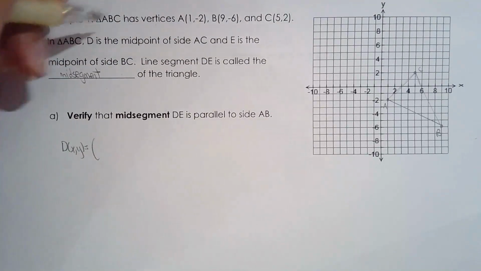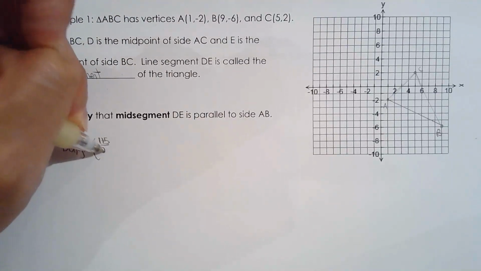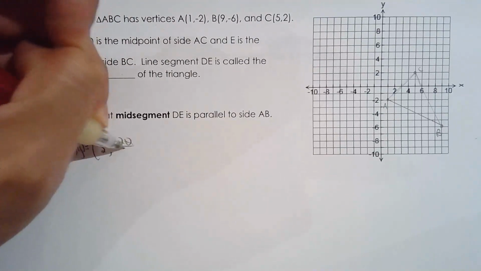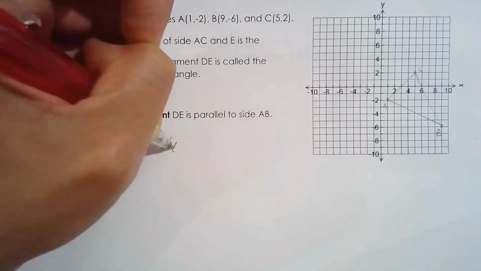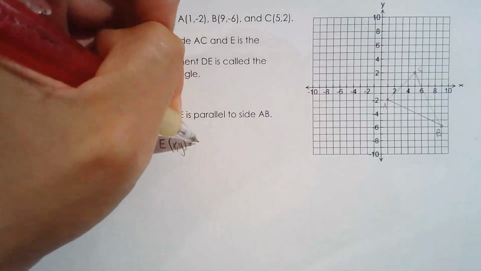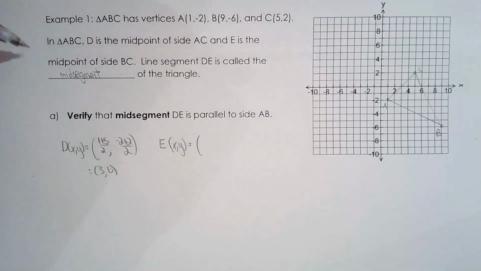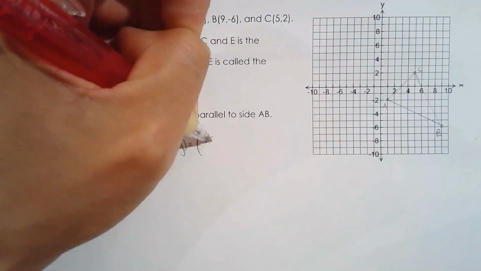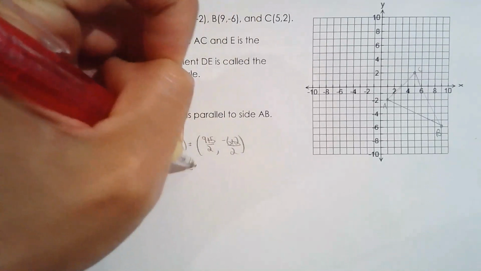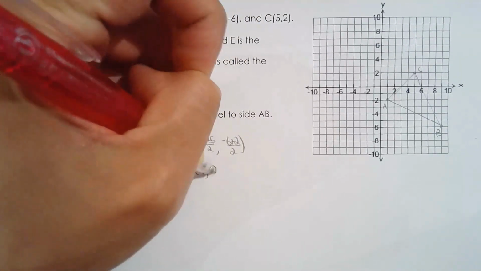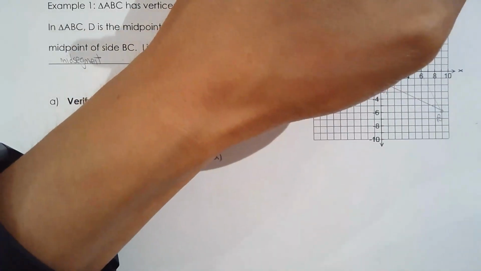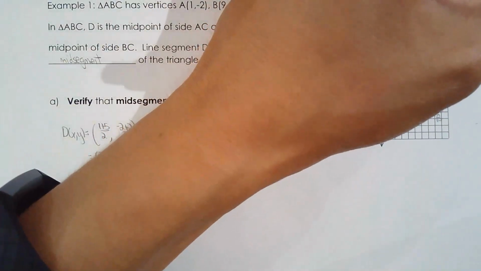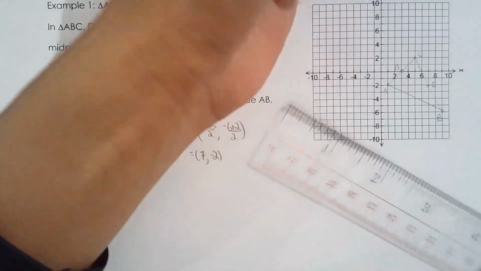D is the midpoint of AC, so (1 + 5)/2, (-2 + 2)/2, which is (3, 0). What about E? E is the midpoint of BC, so (9 + 5)/2, (-6 + 2)/2, which is (7, -2). Okay, so I have the two midpoints. Let's plot these, D and E (7, -2), and connect the dots.